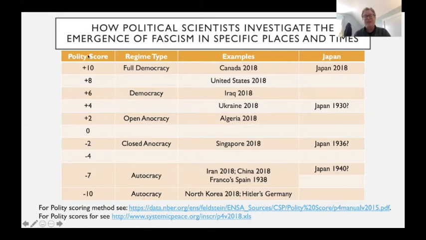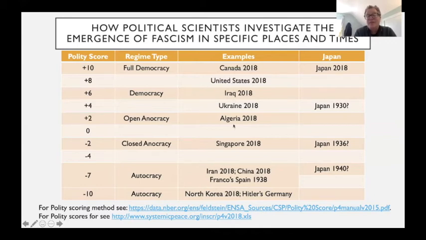The database that I draw on here is called Polity. You can find the scoring system online, and you can also link to it right here at the bottom of the screen if you want to see how other countries in other contexts have been coded. But I wanted to illustrate what the coding scheme considers to be a full democracy: Canada in 2018. The United States falls a little short of that at an 8.